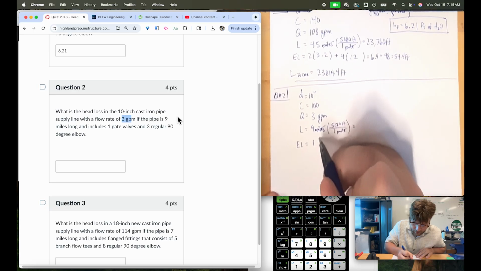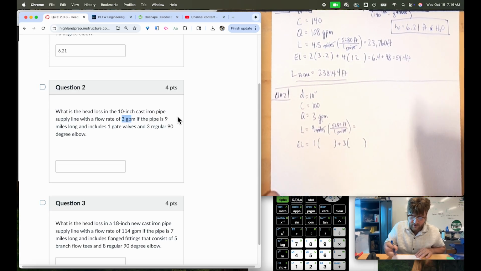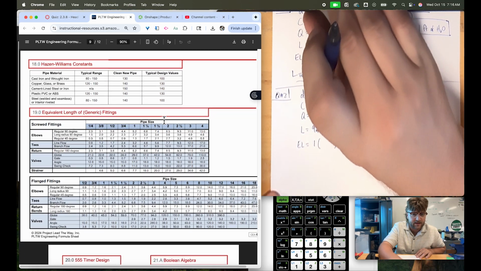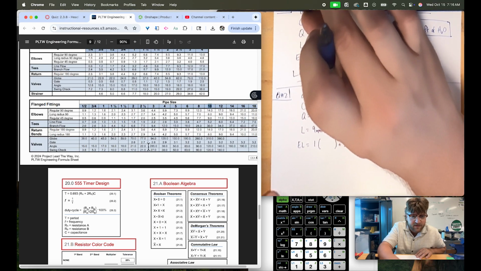So we've got 1 gate valve, and then we've got 3 regular 90-degree elbows. So this is for a 10-inch diameter pipe, 1 gate valve. So let's go ahead and do that. 10-inch diameter. We've got 1 gate valve here.